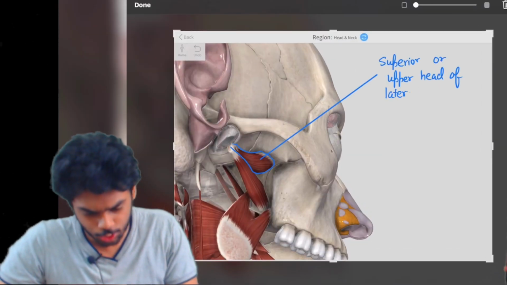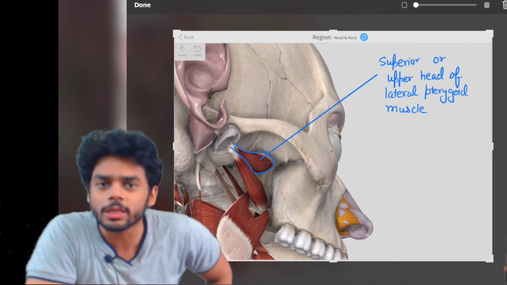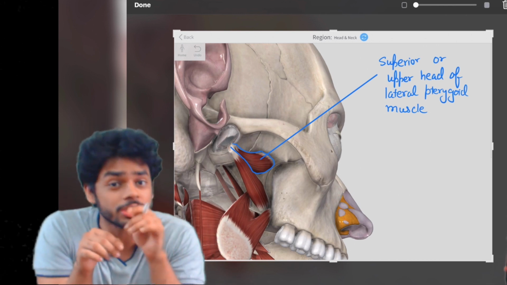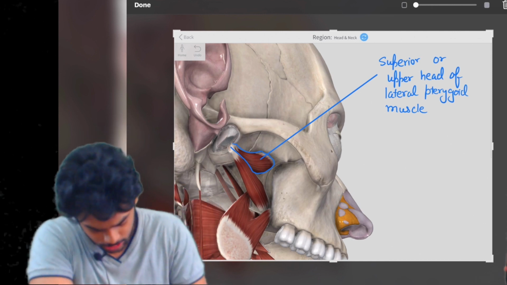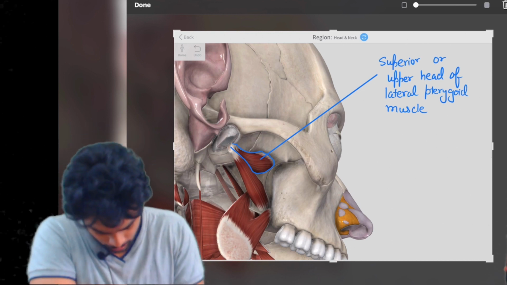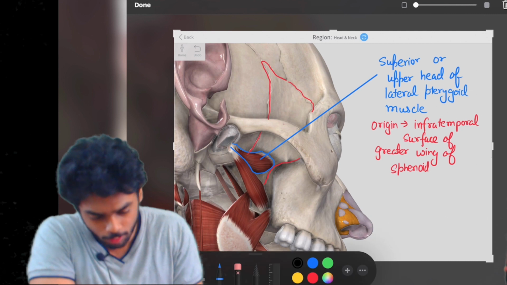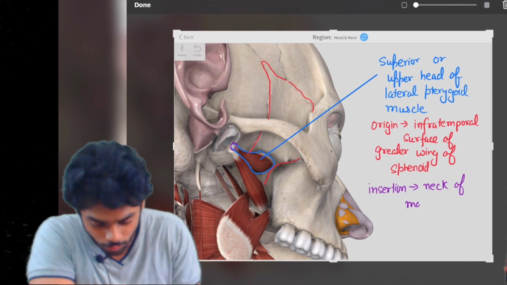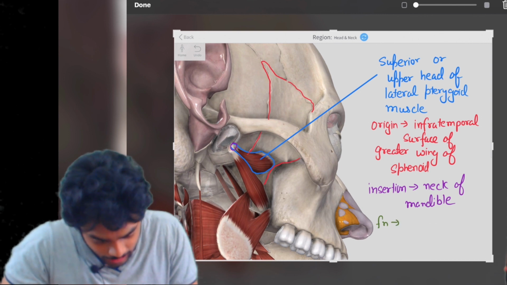Here we have the superior or upper head of lateral pterygoid muscle. Can you see it? We talked about the lower head, which is attached to the lateral pterygoid. Now we will talk about the superior head, whose origin is the infratemporal surface of the greater wing of sphenoid, and insertion is the neck of mandible, as you can see clearly on the diagram.